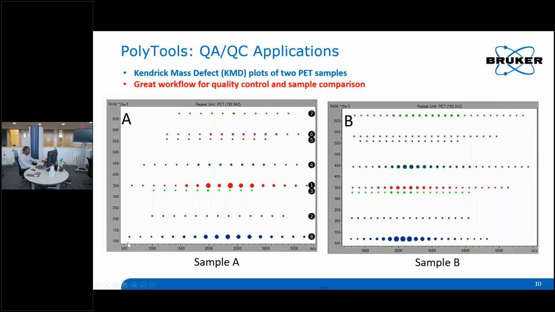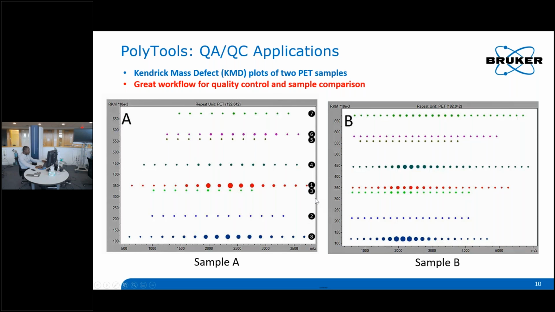In sample A, as you can see, this extends from 500 Dalton to about 4,000 Dalton. But in sample B, it's extending from around 800 Dalton all the way up to close to 5,000 Dalton. Same series, same N groups, same polymer, same repeat unit, just different mass range.